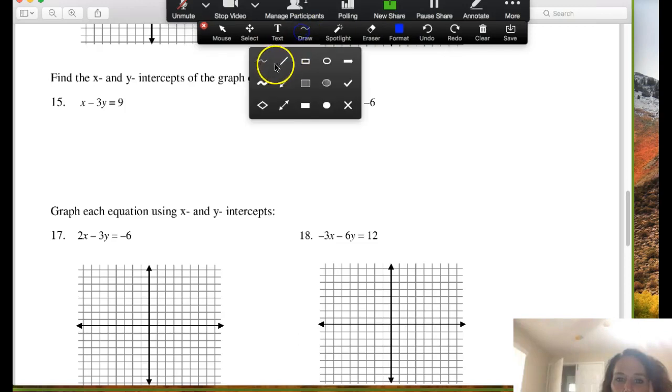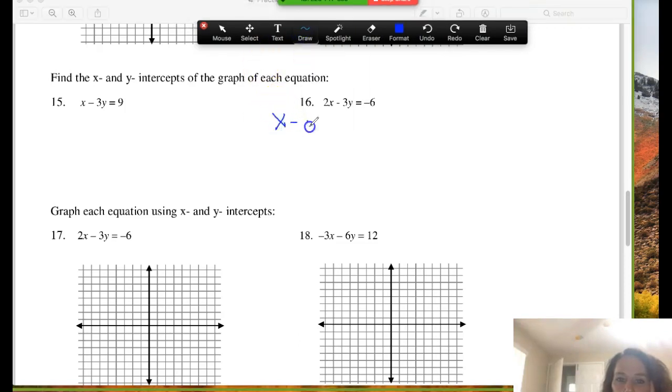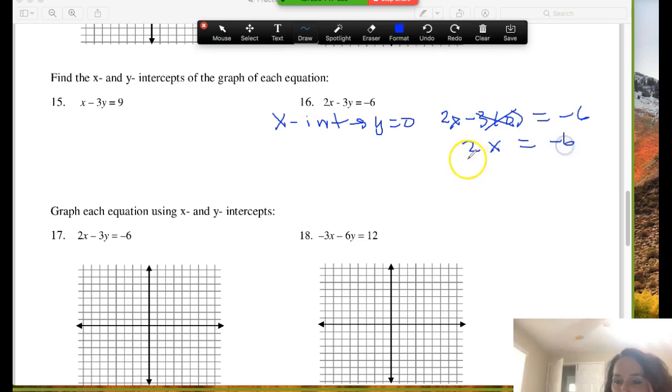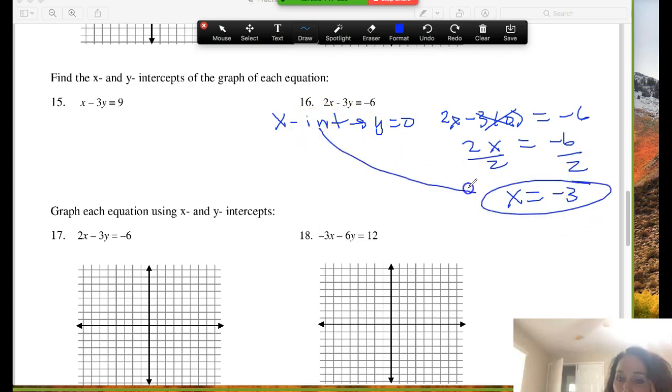Okay, let's do the x and y-intercepts here. For the x-intercept, I set y equal to 0. So I'm going to come up here and y is equal to 0. 2x minus 3 times 0 equals -6. 3 times 0 is just 0, so I'm going to go 2x equals -6. Divide both sides by 2. x is going to equal -3. So there is my x-intercept. I had y equal to 0, so it would be (-3, 0).